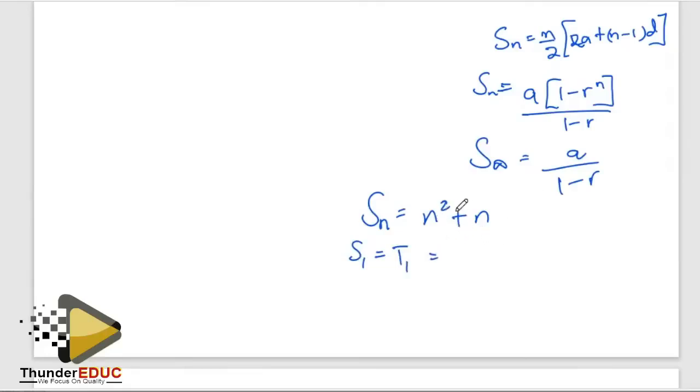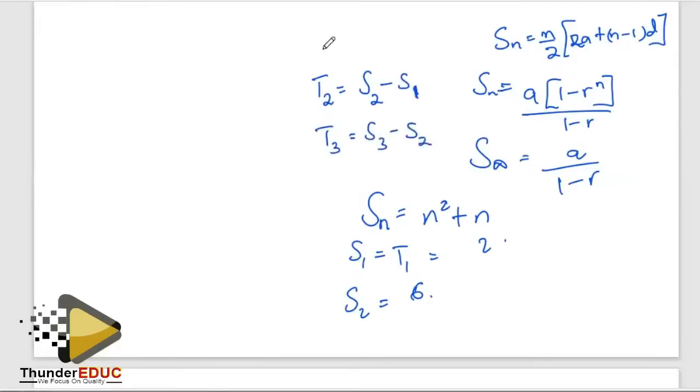You're going to have something like 1 squared is 1, plus 1, that's a 2. Then for us to get S2, the sum of the first two terms, that will be 2 squared, 4, plus 2, that's a 6. So what I need us to know is the link between the sum of the terms and then the terms themselves. What this means is that to get, let's say, the second term, you must get the sum of the first two terms minus the sum of the first term. For us to get T3, we shall get the sum of the first three terms minus the sum of the first two. But what we know is that T1 is equal to S1.